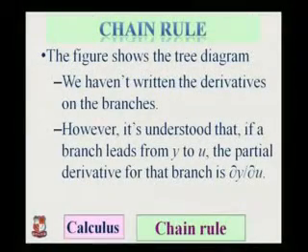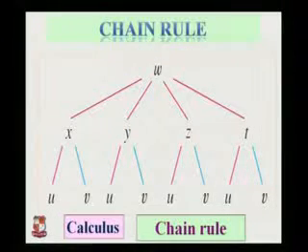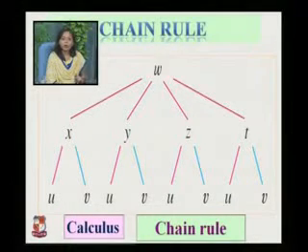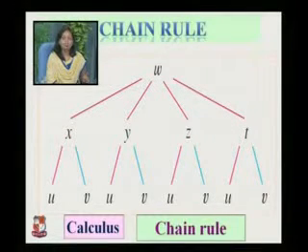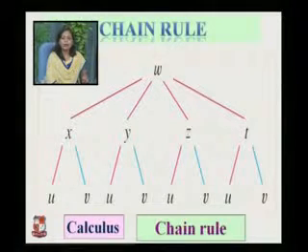So, the figure shows the tree diagram, where we haven't written the derivatives on the branches. So, how to write that, for example del y by del u, we can see here in the diagram. w is the dependent variable. We have 4 intermediate variables here, that is x, y, z and t, and u and v are the independent variables, that is in the last branches.